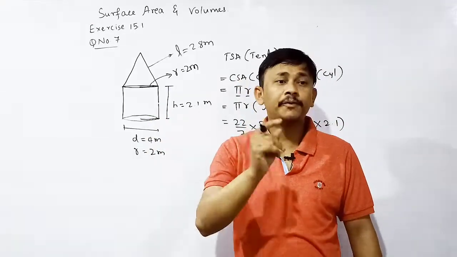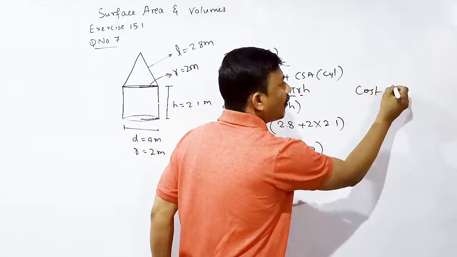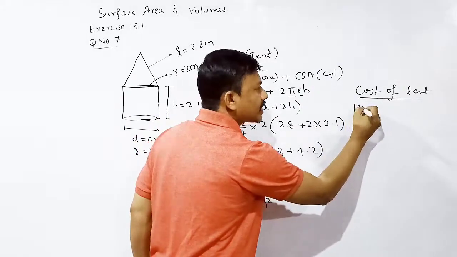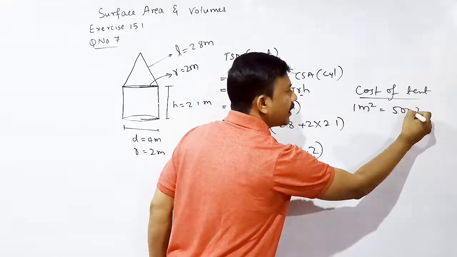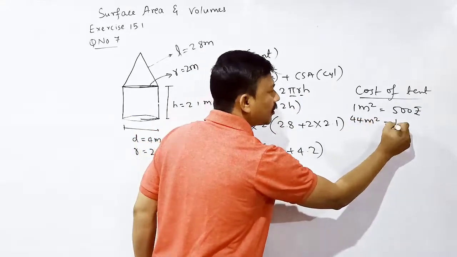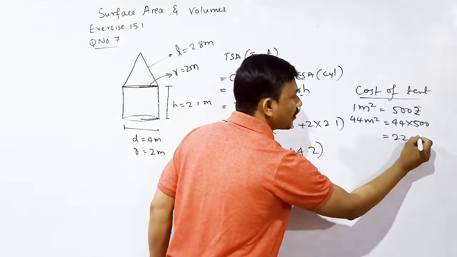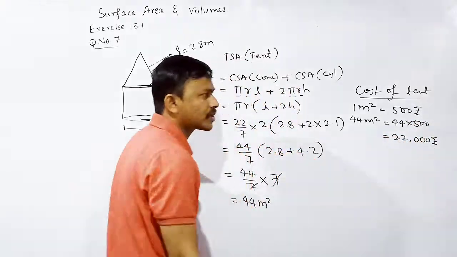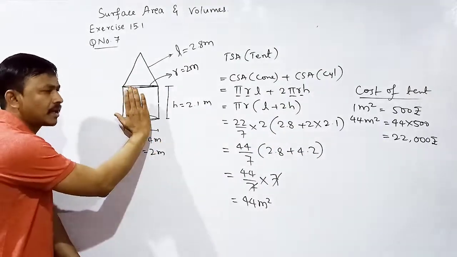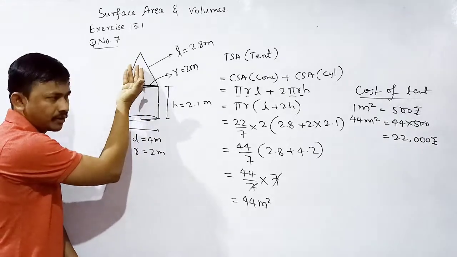Now we need to find out the cost of the tent. 1 meter square is equal to how many rupees? I think 500 rupees. For 44 meter square, this is equal to 44 into 500, that is 22,000 rupees is the cost of building the tent. Understood? First of all, we need to take curved surface area of cylinder plus curved surface area of cone. Write down.